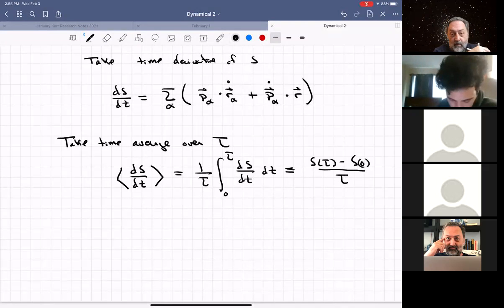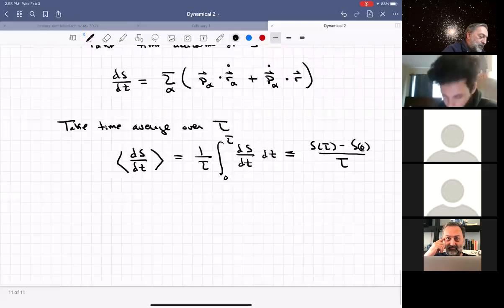Okay, now, the fundamental theorem of calculus says if you integrate the derivative, you just get the function evaluated at the endpoints. Okay, so not a big deal, right? So when I take the time average of the derivative of S with respect to time, I get S at the final point tau minus S at 0 divided by tau.